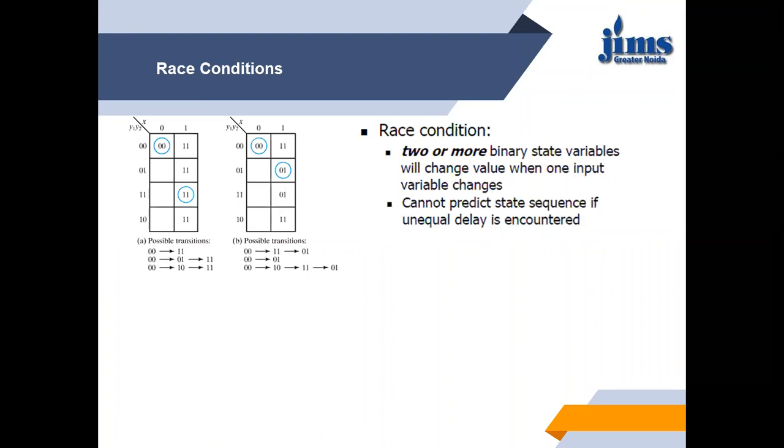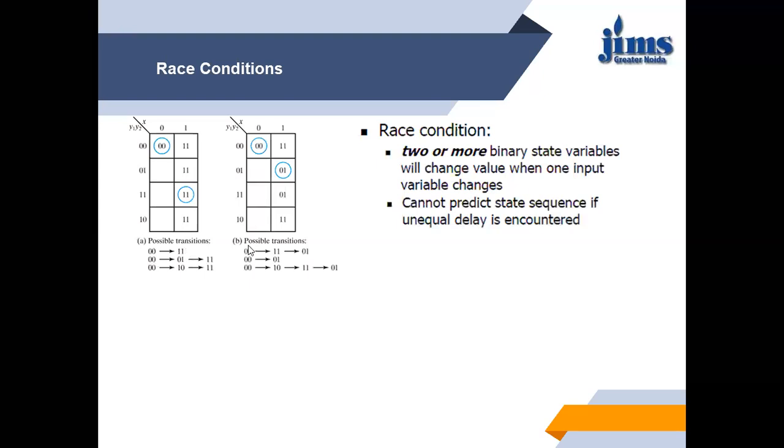Now in the second case, suppose it goes from 0 0 to 0 1, and 0 1 is again an unstable state. There is no stable state there, so it will go to 1 1, and 1 1 is stable. So we can see it takes less time changing from 0 0 to 1 1 this way. Similarly, if we change from 0 0 to 1 0, 1 0 is not a stable state, it will go to 1 1, and 1 1 is the stable state. So we can see that the cycle is different, but the initial and final conditions are the same.